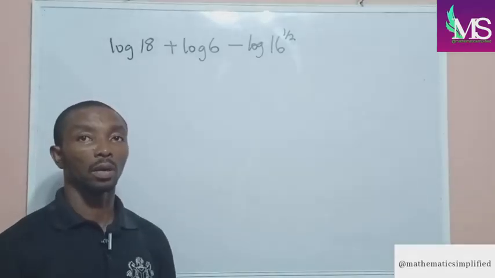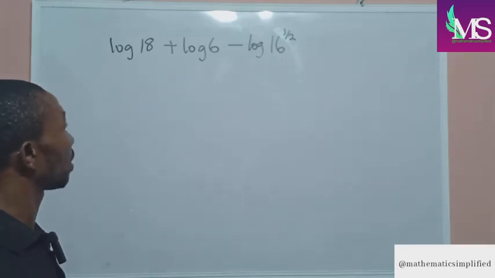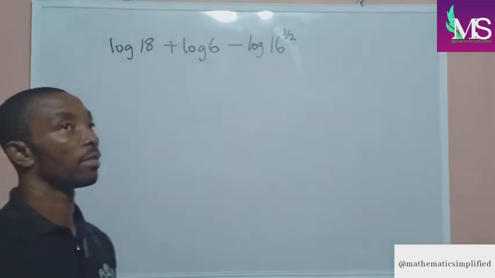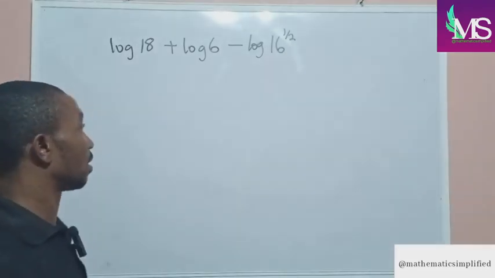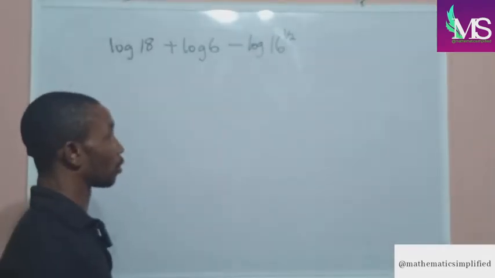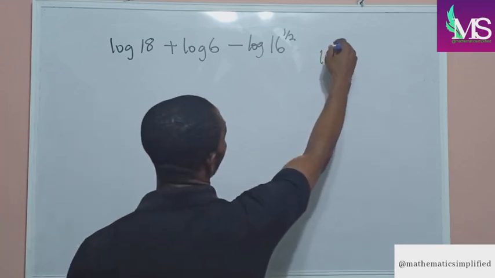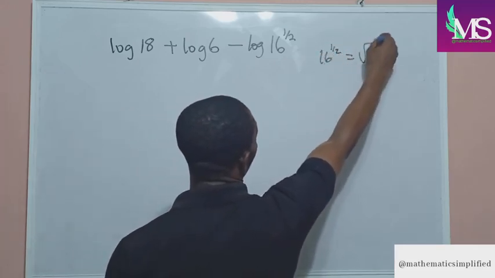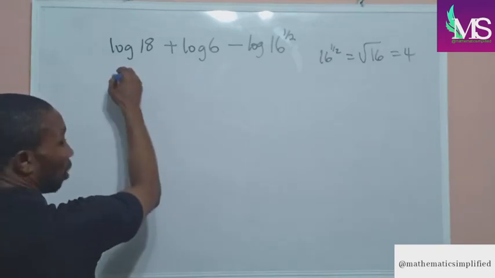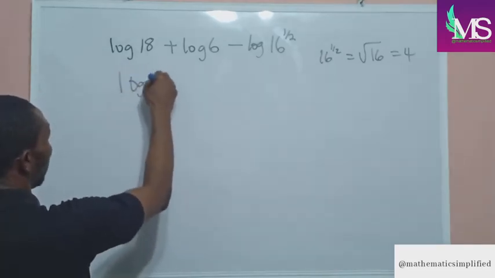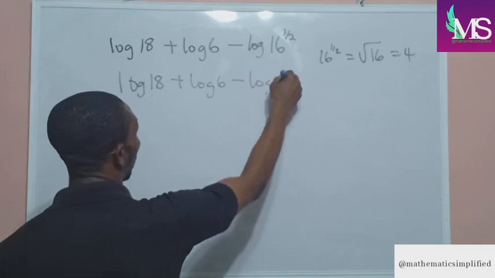The first question we'll be looking at is evaluate log 18 plus log 6 minus log 16 raised to the power half. Now it's important to note that raised to the power half is the square root. So 16 raised to the power half will give us the square root of 16, which is 4. So we can turn this to be log 18 plus log 6 minus log 4.